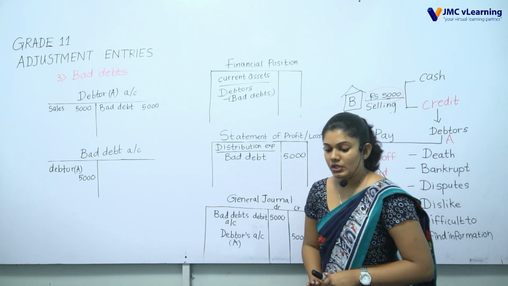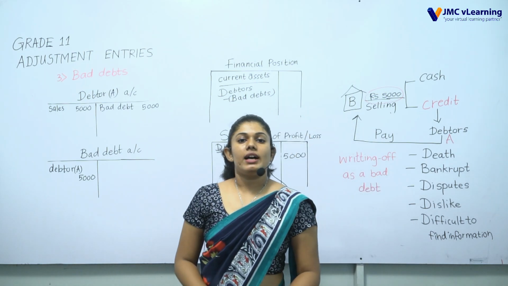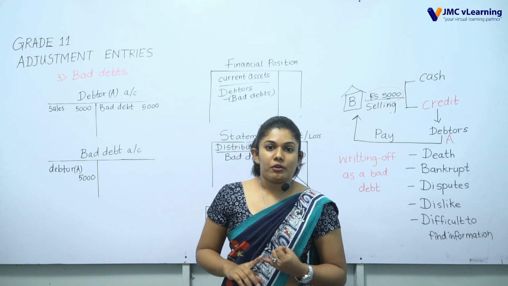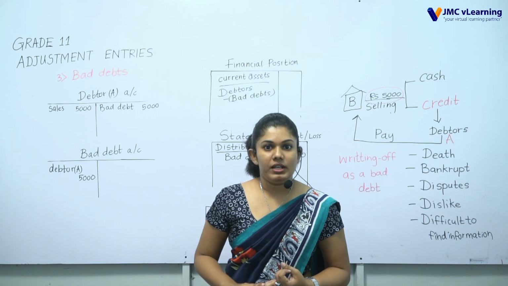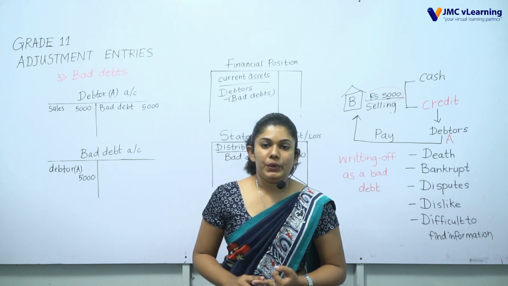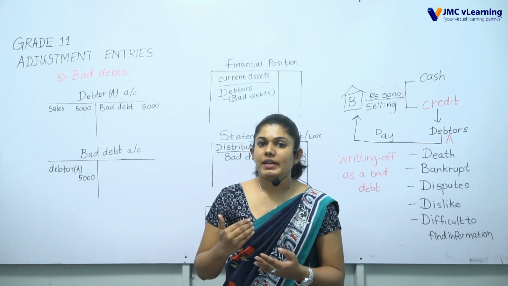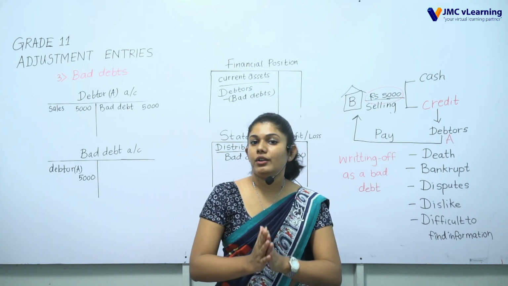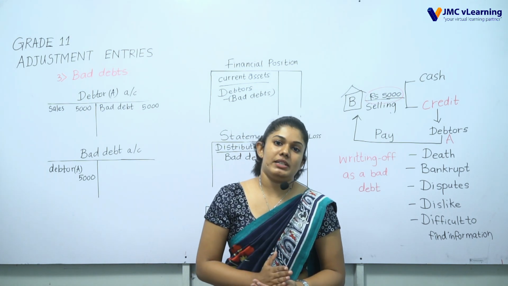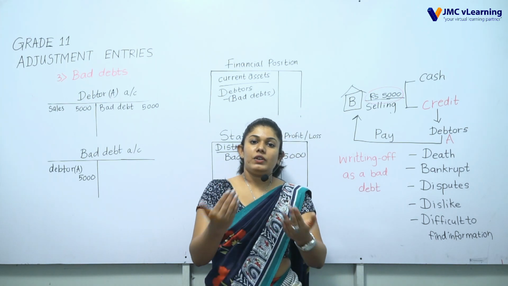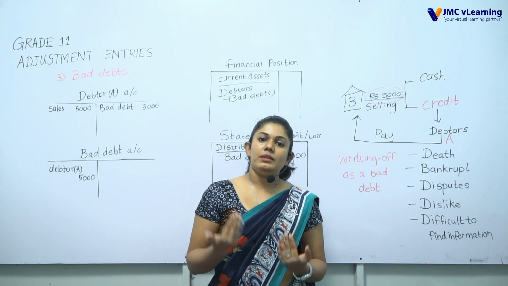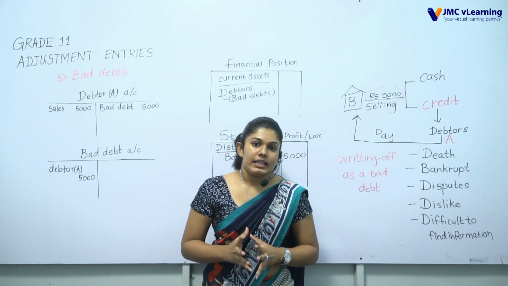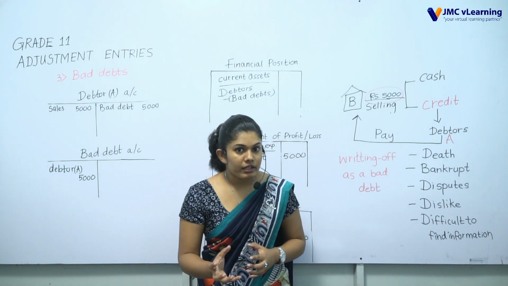Journal entry. So my students, today we discussed 3 major adjustments in your textbooks: accrued expenses, income receivable and bad debts. Accrued expenses are the expenses that we have to pay, but we haven't paid until the end of the accounting period. Income receivable is the income that we should receive at the end of the period, but still we haven't received. Bad debts are the debts that cannot be recovered from the debtors.